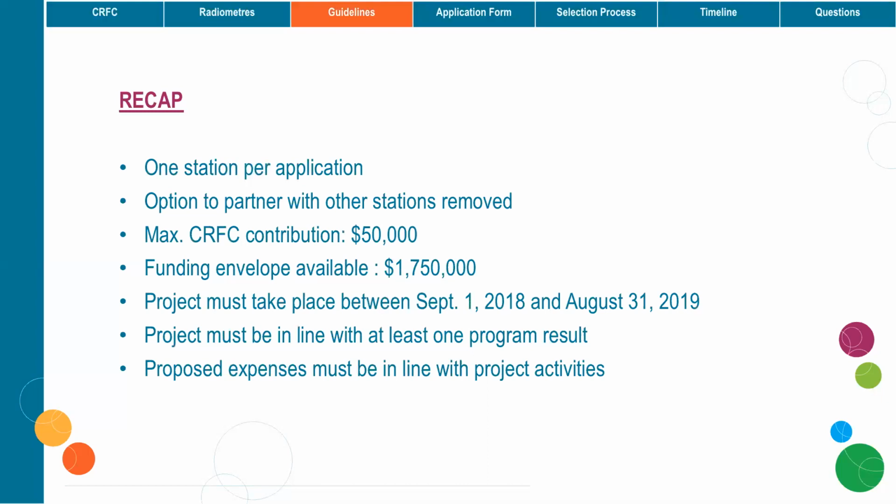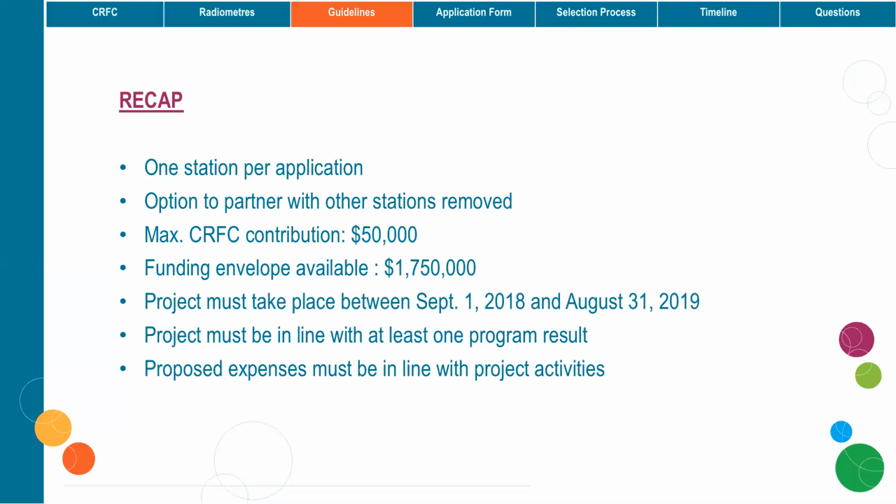Your project must meet at least one of the program results, and your project expenses must be directly related to the proposed project. We cannot fund current or operational expenses. There's a list of eligible and ineligible expenses that can be found on page 6 of the guidelines. We will also tell you more on the budget later in the presentation. And the last thing, the guidelines include 2 appendices, a glossary and guidelines on public recognition.